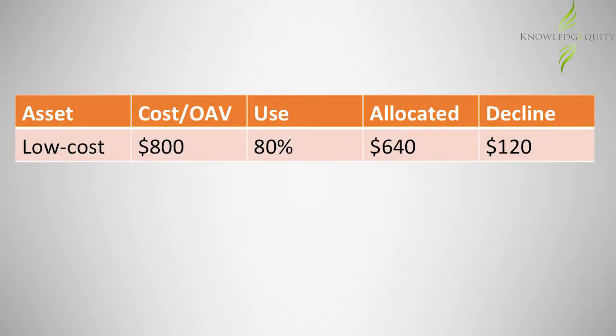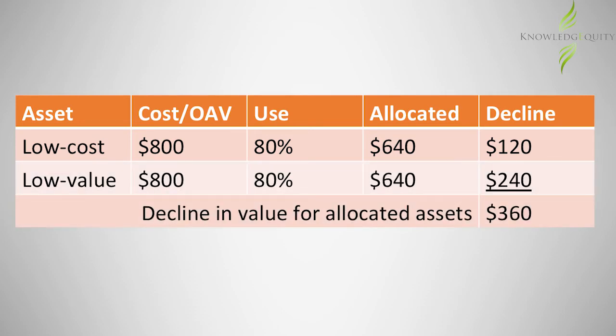So let's consider if Metal by Hand allocates an $800 low-cost asset and a low-value asset with an opening adjustable value of $800. Both assets are estimated to be used 80% for a taxable purpose. You can see here that the low-cost asset purchased this year and allocated to the pool has a decline in value of $120, which is 18.75% of the taxable use amount allocated to the pool. This is because this is the year in which this asset was first installed.